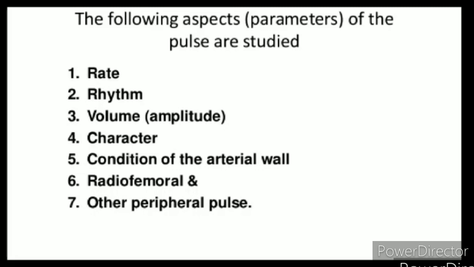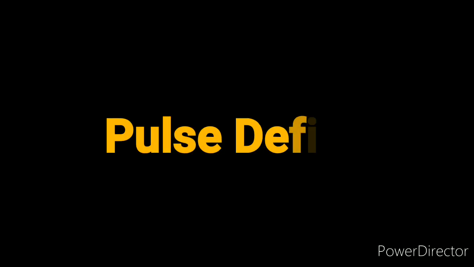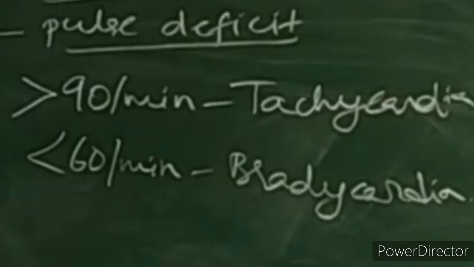If it is less than the heart rate, or any difference between the heart rate and pulse rate, it is called pulse deficit. The normal pulse rate is 60 to 90 per minute, and if it is more than 90 per minute, it is called tachycardia. And if it is less than 60 per minute, it is called bradycardia.